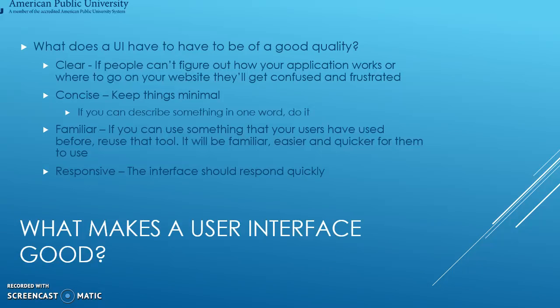Secondly, it should be concise. With a user interface, we should keep things minimal. If we can do something in one word, describe it in one graphic, we should opt for that rather than providing too much information. Too much information can be confusing and then again lead to frustration for the end user.